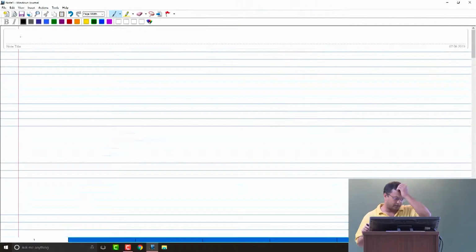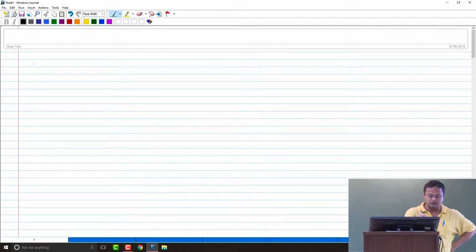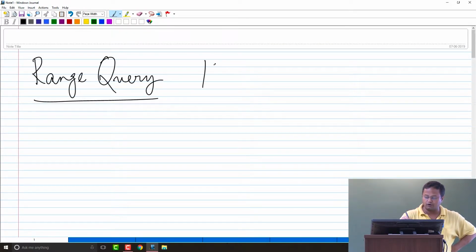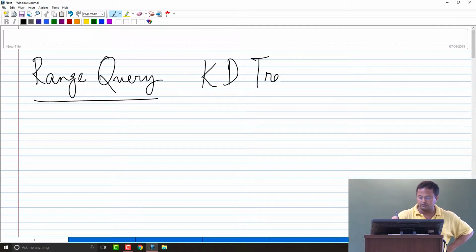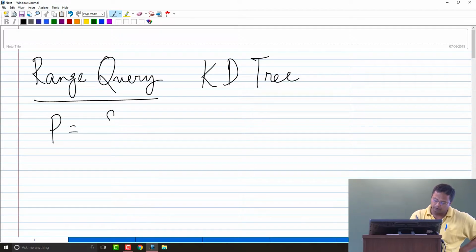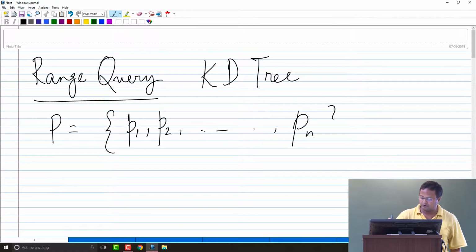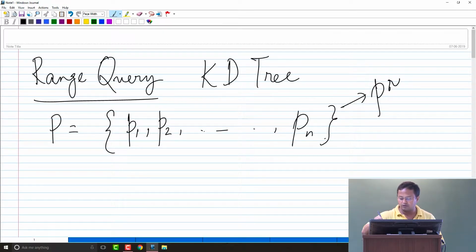Okay. So, I would sort of continue from where Orithro left. Orithro did for you. So, it was range query, and what Orithro covered was KD tree. So, what you essentially have is a set of points in some dimension, which you pre-process.